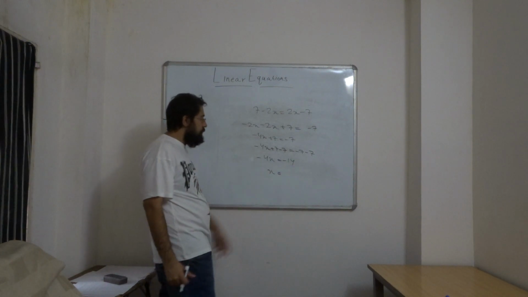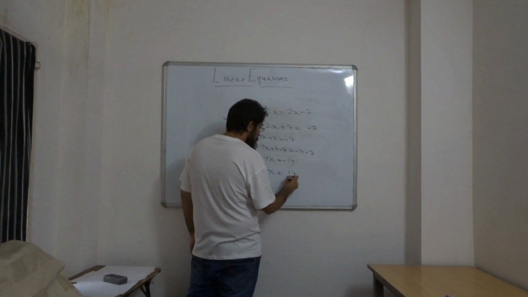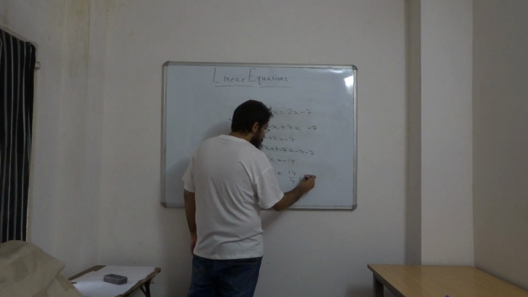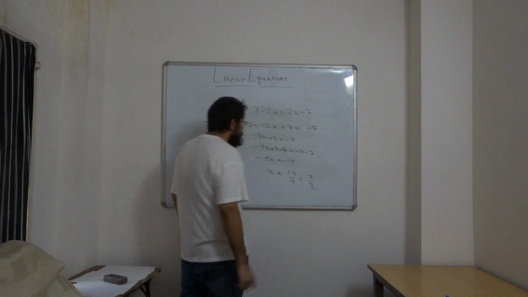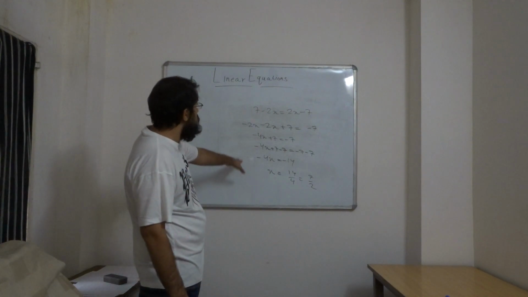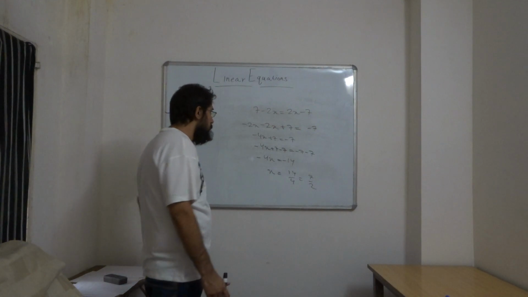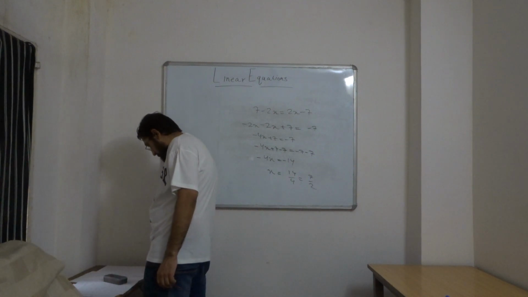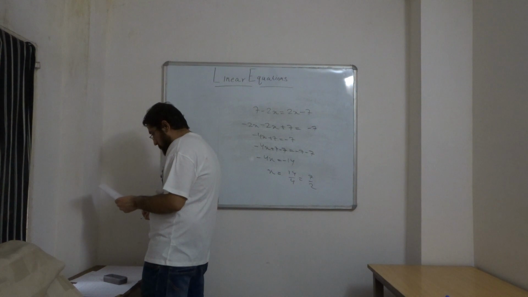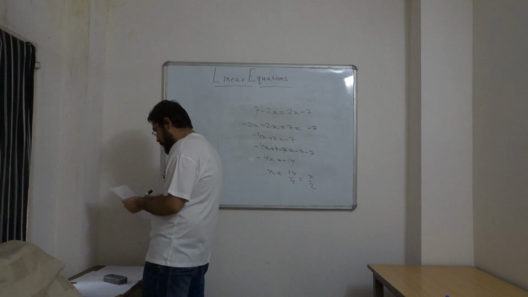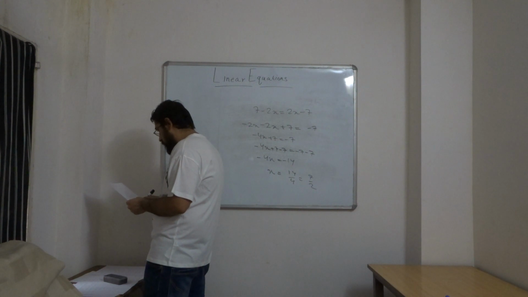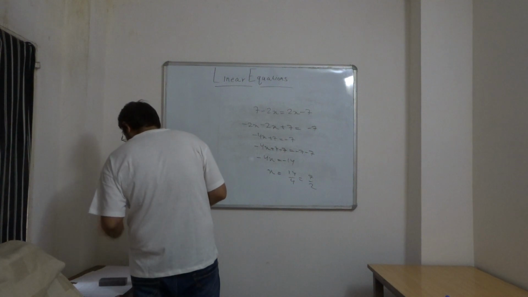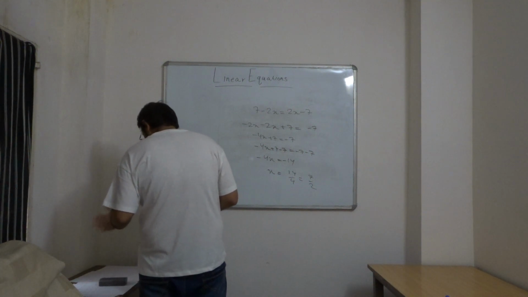So negative and negative become positive. 14 divided by 4 becomes 7 by 2. Okay? So now you can just put 7 by 2 in there and you can get the answer. Okay, now guys, I want you to solve questions which are slightly weird.